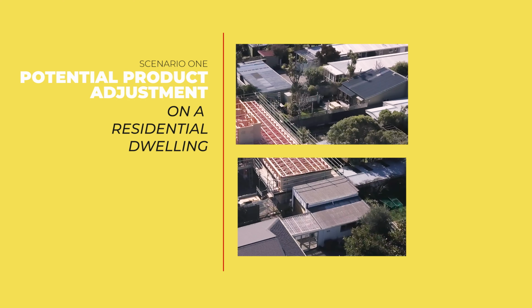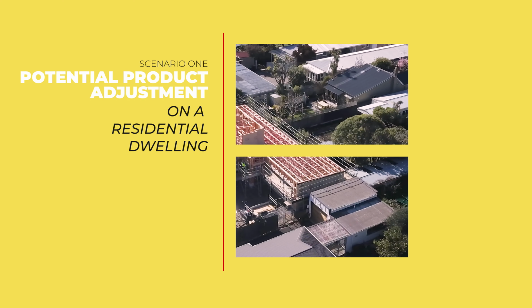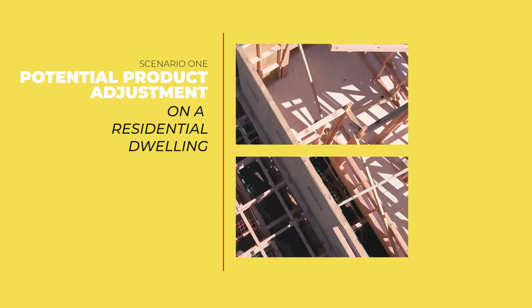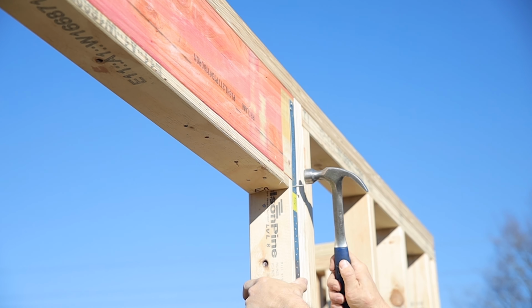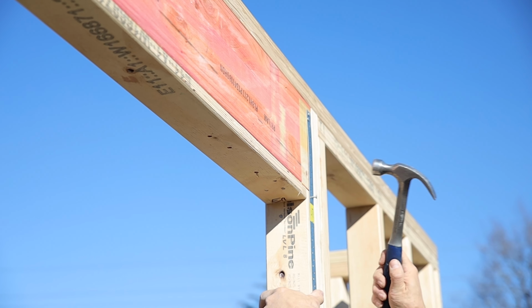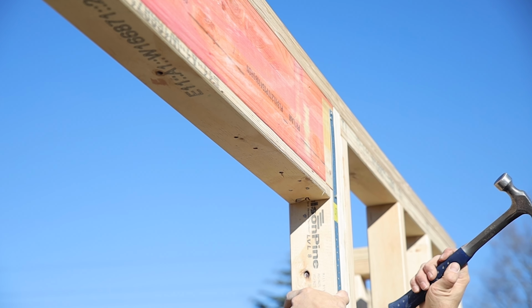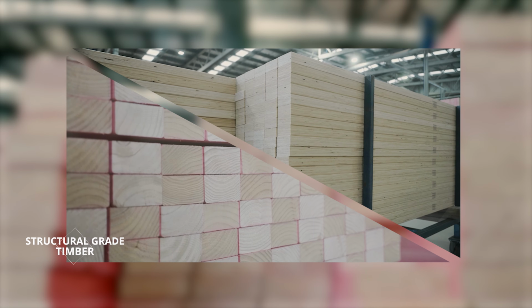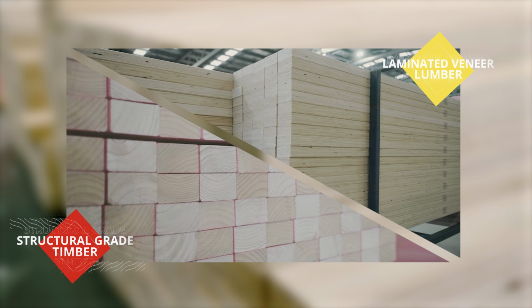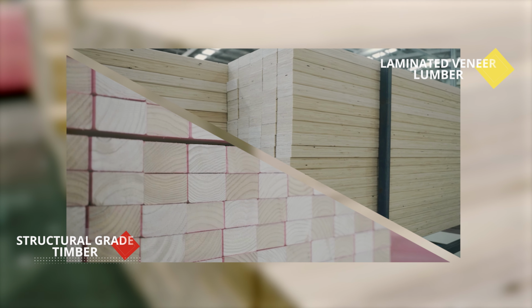Imagine you're in the middle of constructing a residential dwelling. The project is proceeding smoothly, but you've realised that some product adjustments are necessary. You want to swap out a certain structural timber component, like beams or columns, with different materials. Or maybe you need to change the grade of the timber from an SG grade to an LVL product with similar or stronger properties. Step 1.